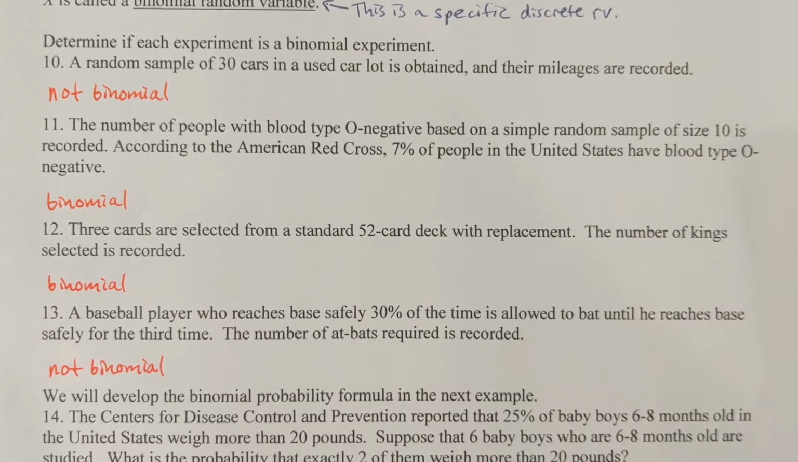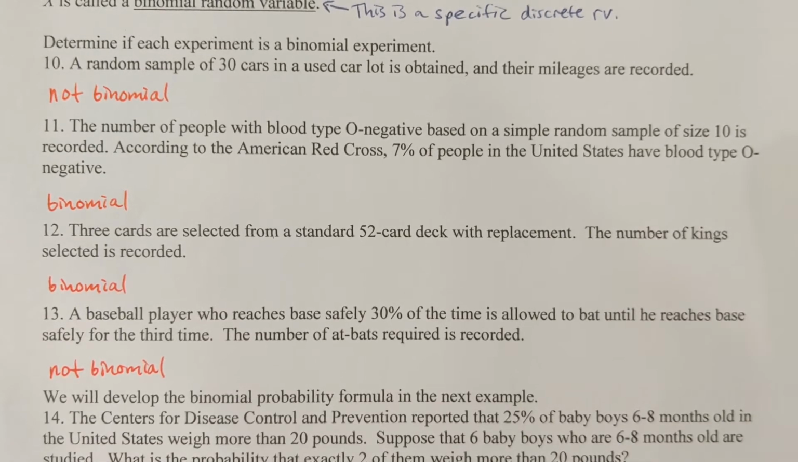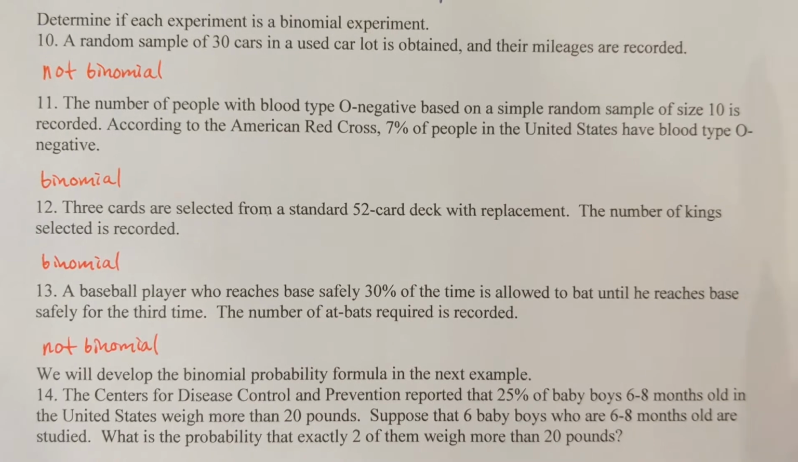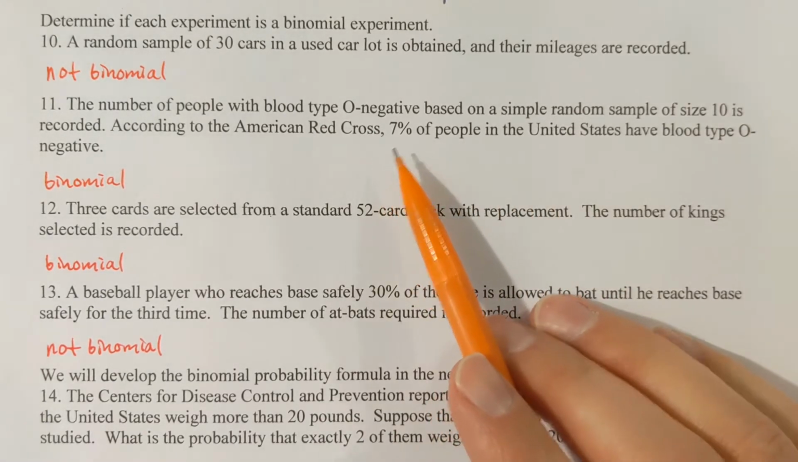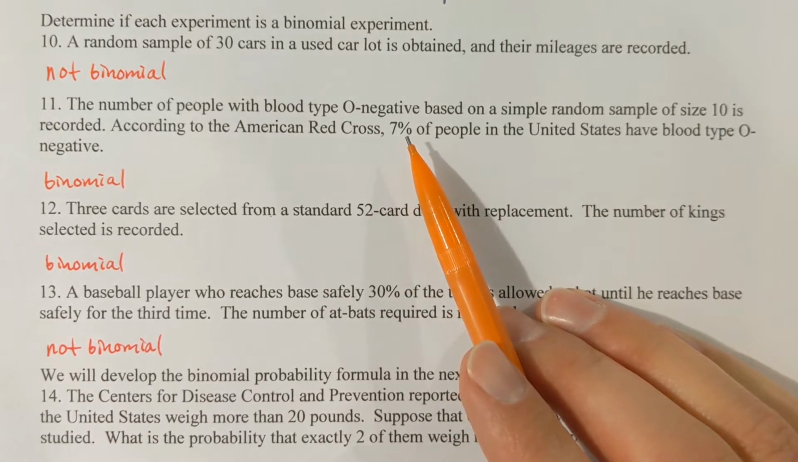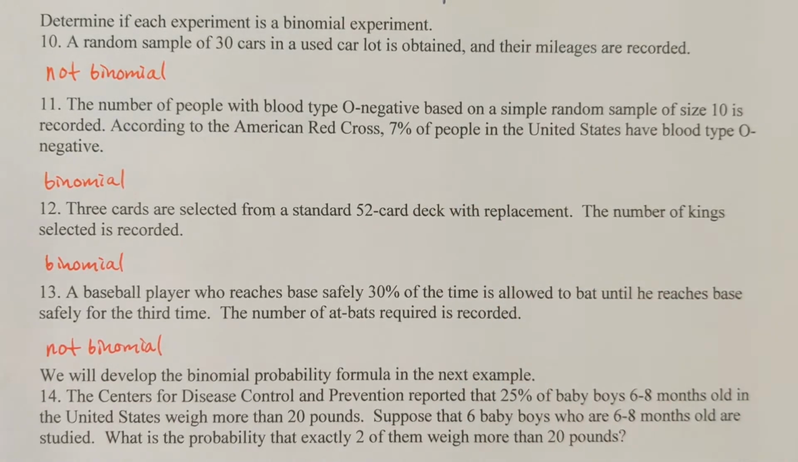Okay. Item 3, there's only 2 outcomes. So in this case, either the person is blood type O negative or not blood type O negative. Item 4, the probability of a success will remain the same on every single trial, since according to the American Red Cross, 7% of people in the U.S. have blood type O negative. That's regardless of the individual. Anytime you identify an individual, there's always a 7% chance that they're blood type O negative. That wouldn't change from person to person. Okay.